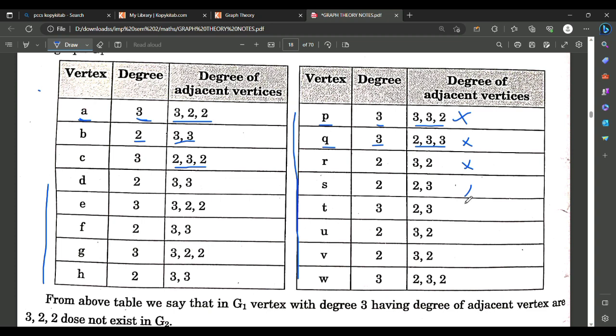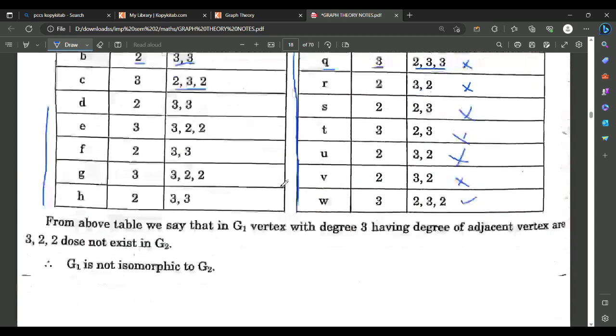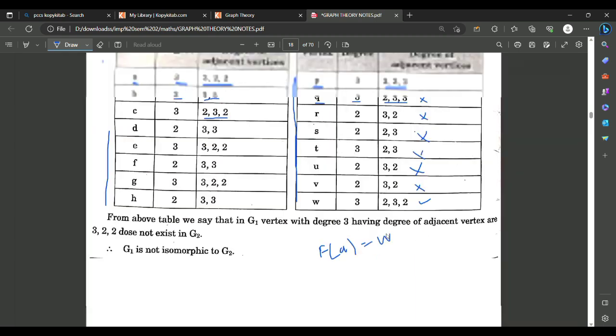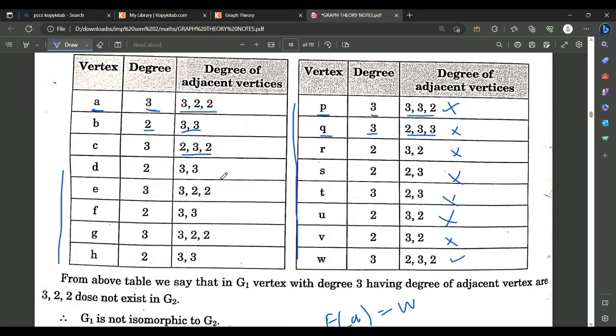no, no, no, no and no. Here it is 3, 2, 3, 2. That we can say that the function of A is equal to W. Now we will check for the next.